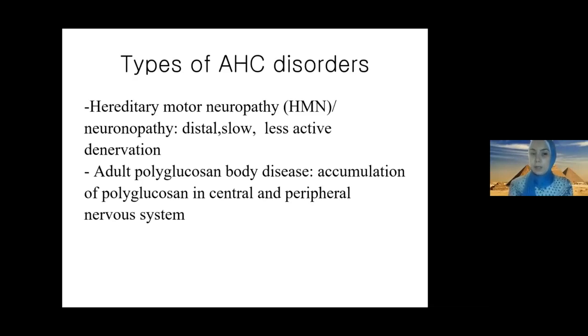The clinical picture is that the weakness would be predominantly distal, and it would have less active denervation. It's a much slower disease process than spinal muscular atrophy. So we'd expect that the changes would be predominantly distal, not proximal, and we really wouldn't find active denervation as much as in SMA. Adult polyglucosan body disease: accumulation of polyglucosan in the central and peripheral nervous system.